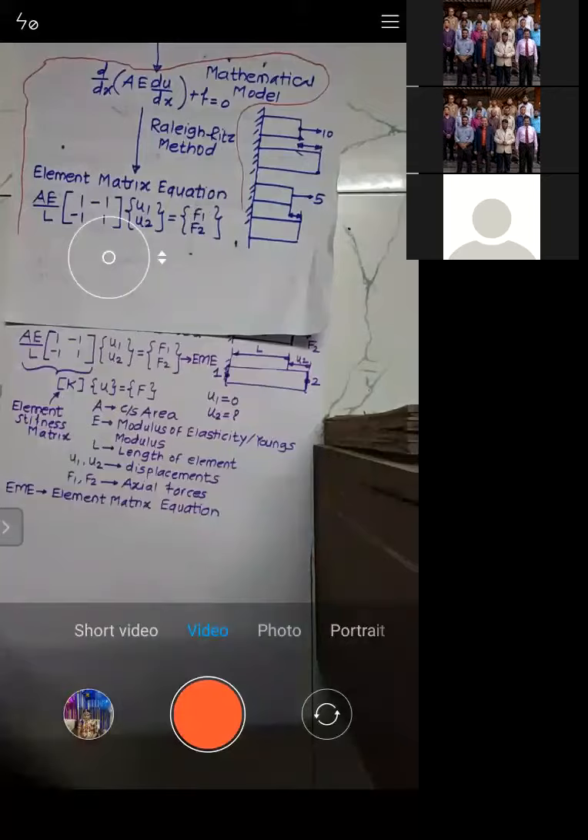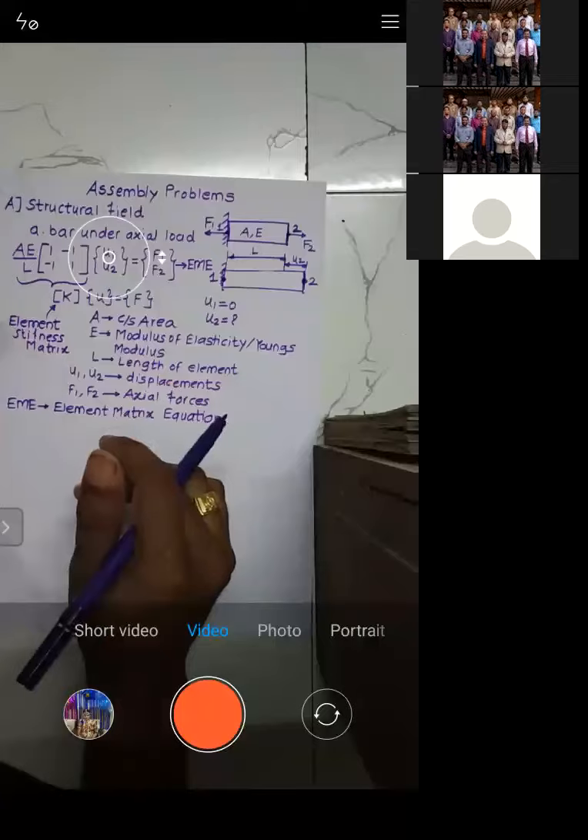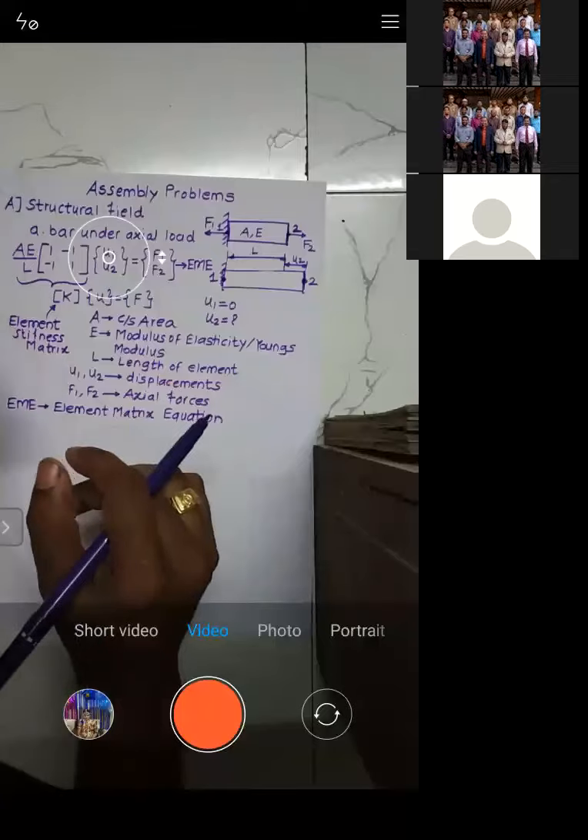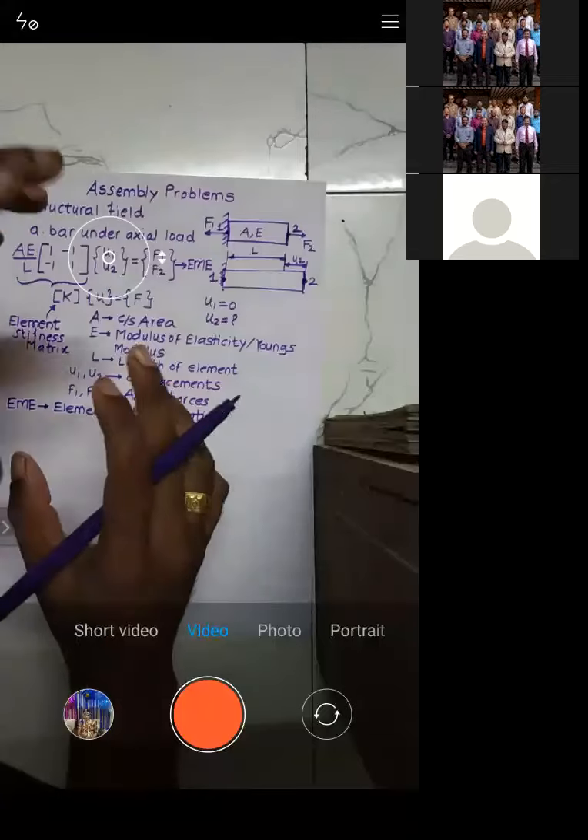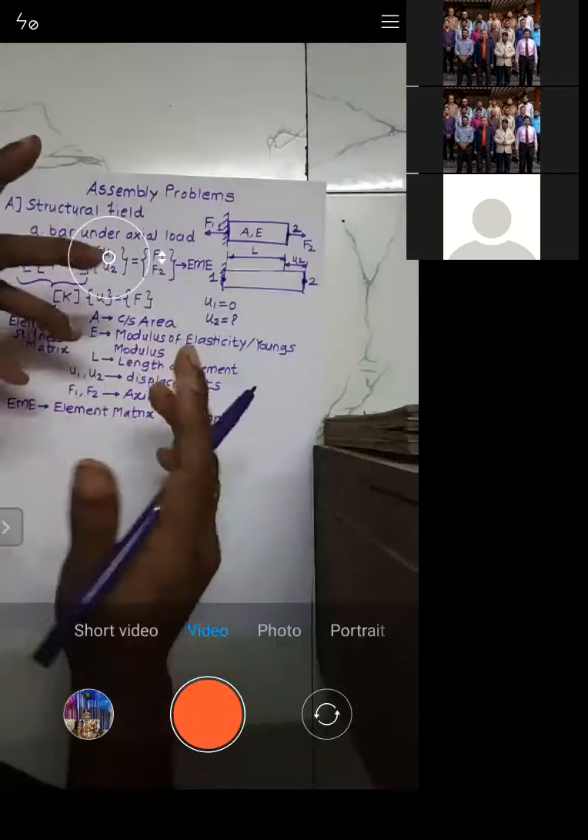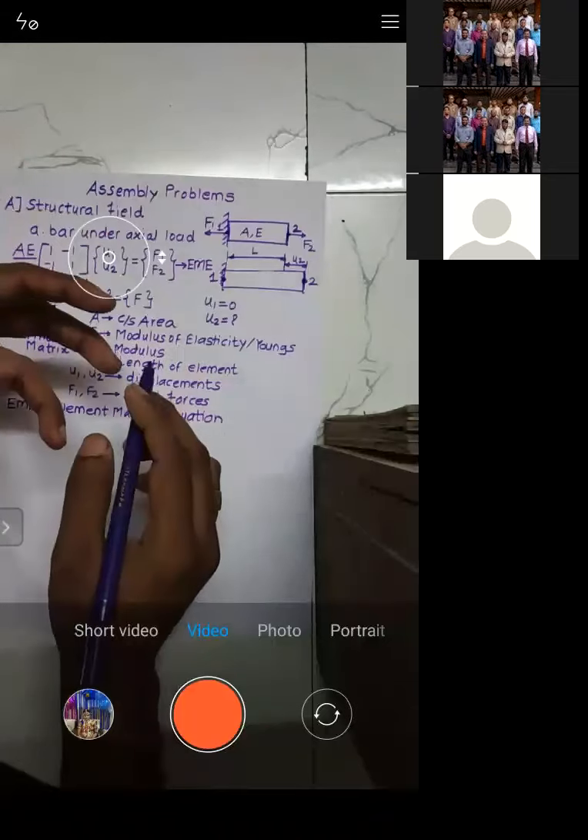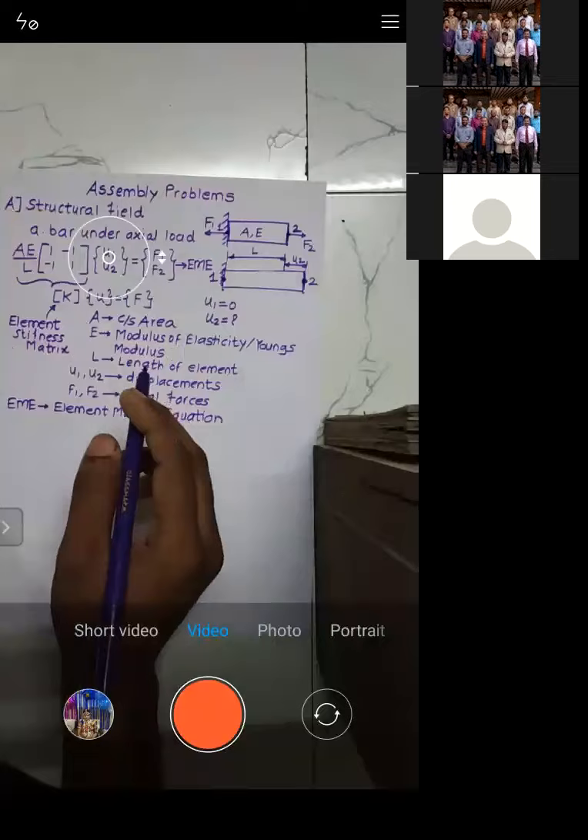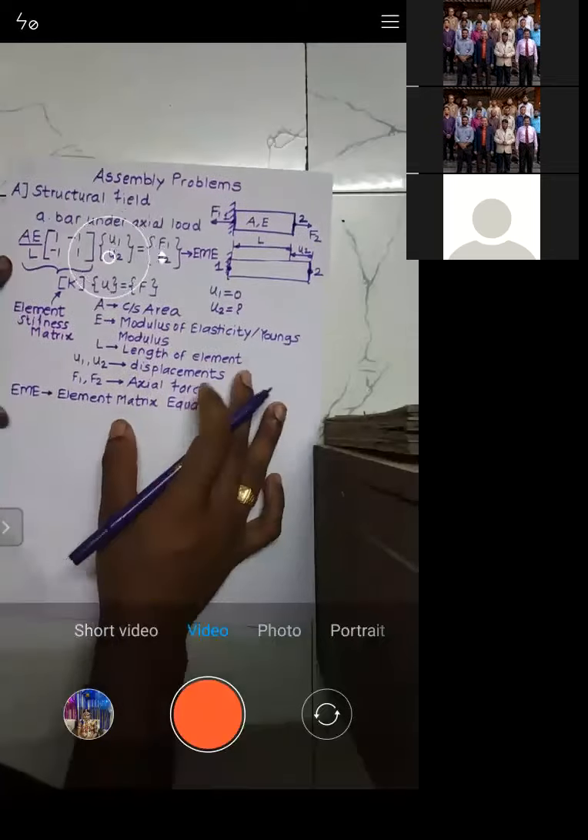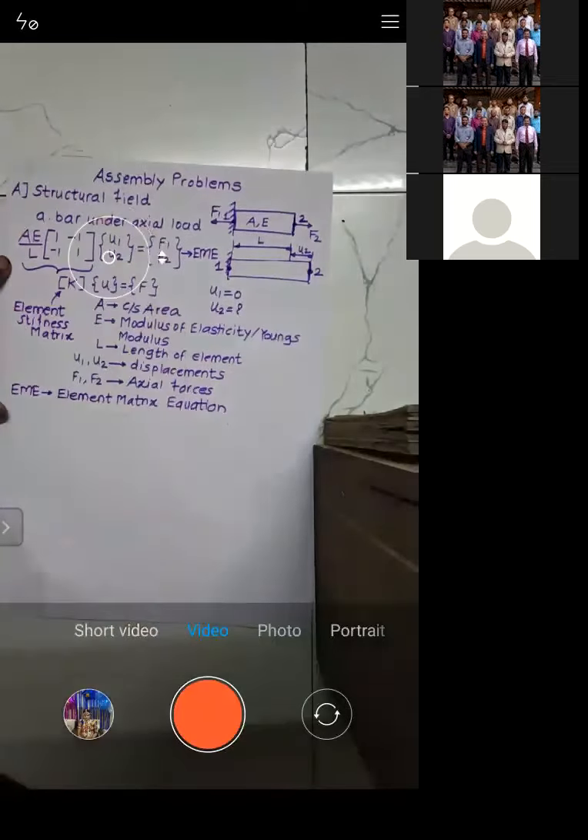So now we are going to directly use this equation. The scope of the subject is to directly apply. The subject is not derivation based, it's application based. So this is the logic behind it. This is basically the case for a bar under axial load.